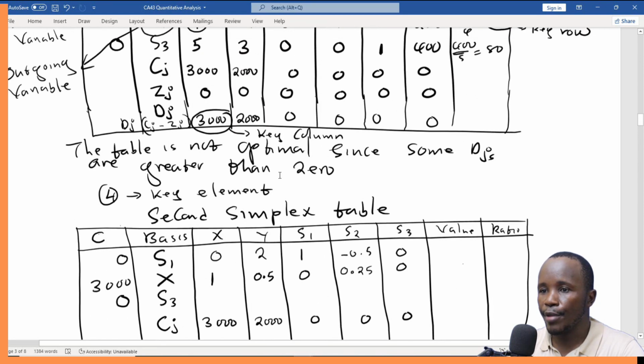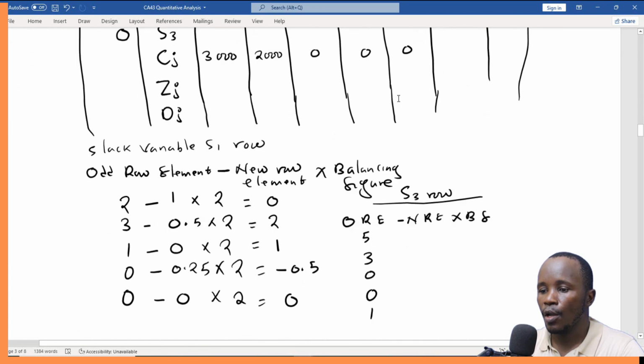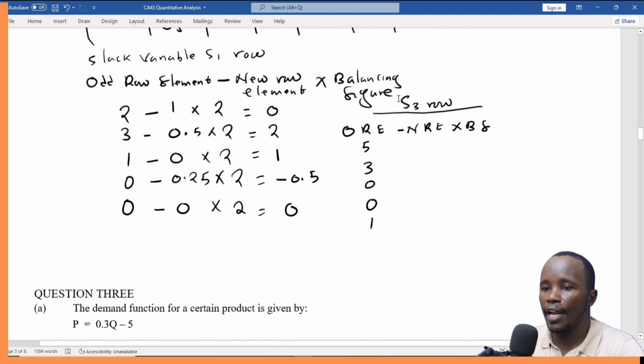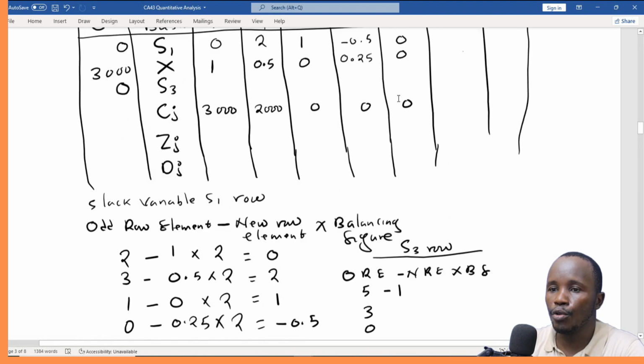They are obtained from here. This is 53001. What about the new row elements? The new row elements are here. You're going to have 1 times 2. New row elements we have, they are on this new row here.